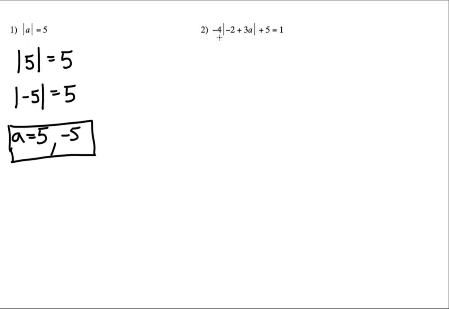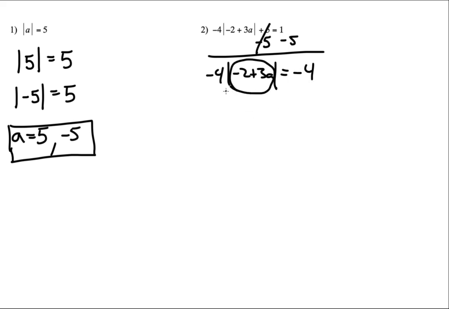So now let's do a more complex one like this. And the first thing we're going to do is try to isolate our variable, or isolate the absolute value part of it right here. So to do that, I'm going to use balance. I'm going to subtract 5 from both sides. So that cancels this piece. So I'm left with negative 4 times the absolute value of negative 2 plus 3a equals 1 minus 5, which would be negative 4.